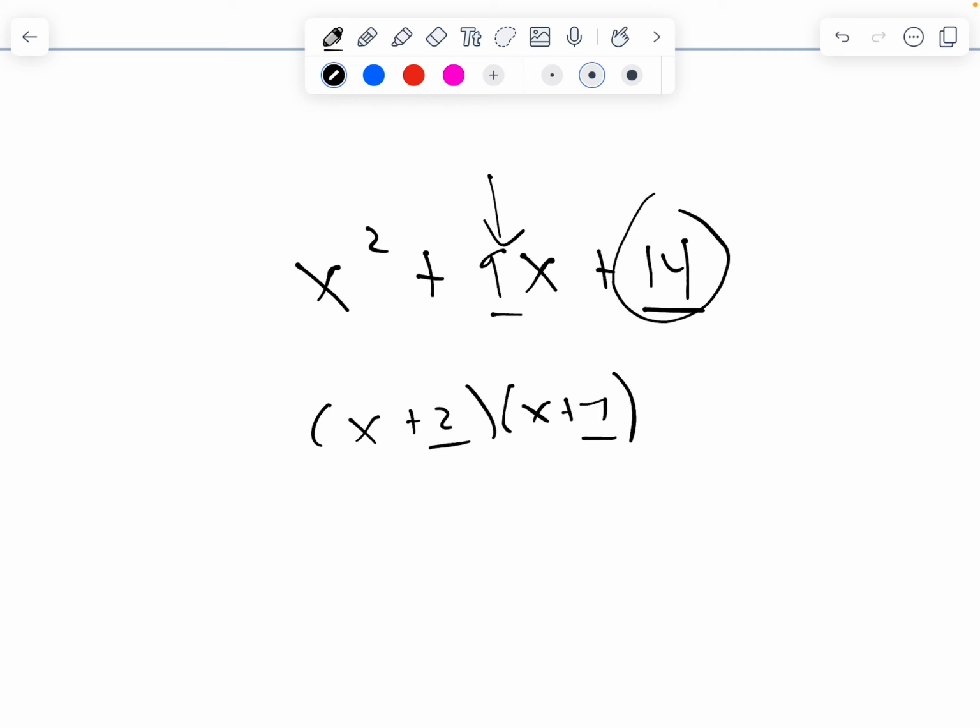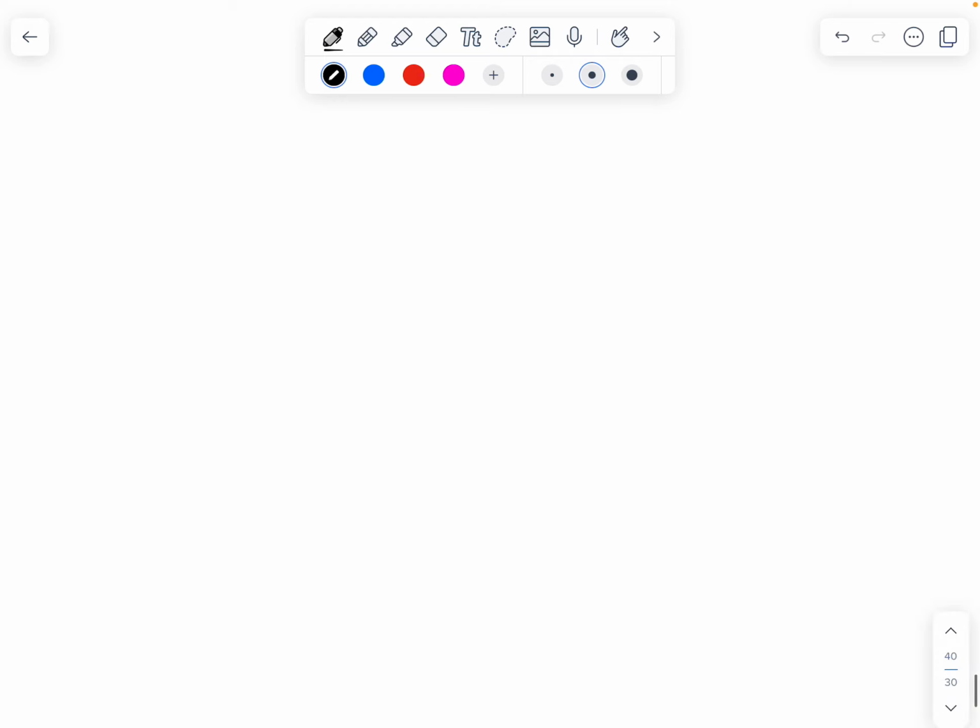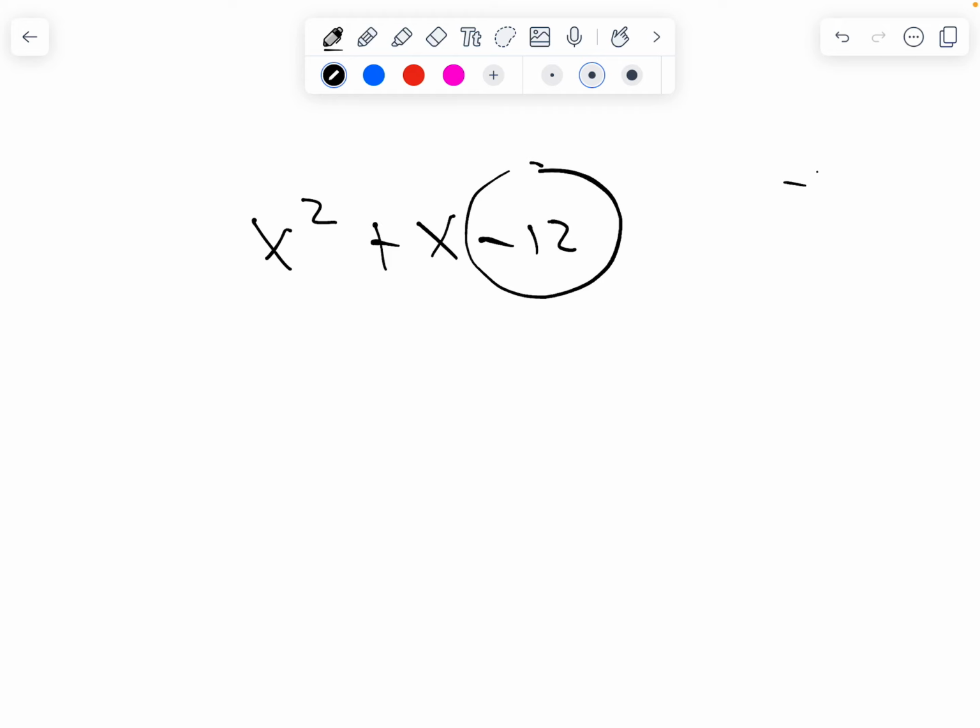Let's go now and deal with some negative numbers. Let's say we have something like this, x squared plus x minus 12. Now, because that's a minus 12, it's exactly the same process, but now because we have a negative, we have twice the number of possibilities. Not only do we have 1 and negative 12, we have negative 1 and positive 12, 2 and negative 6, negative 2 and 6, 3 and negative 4, negative 3 and 4.